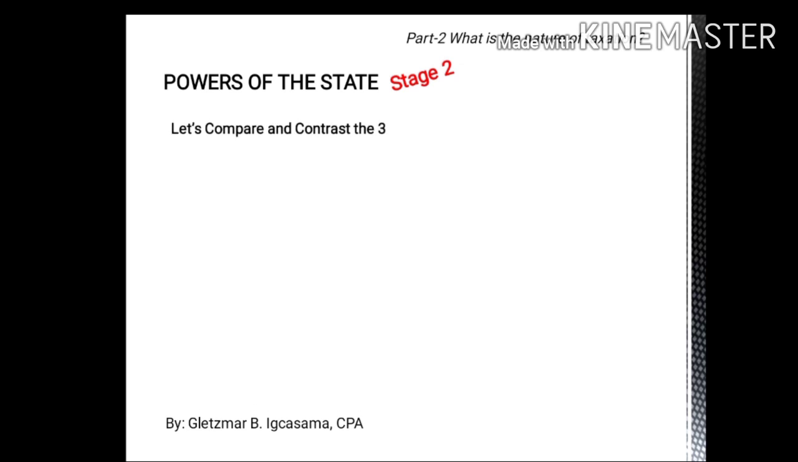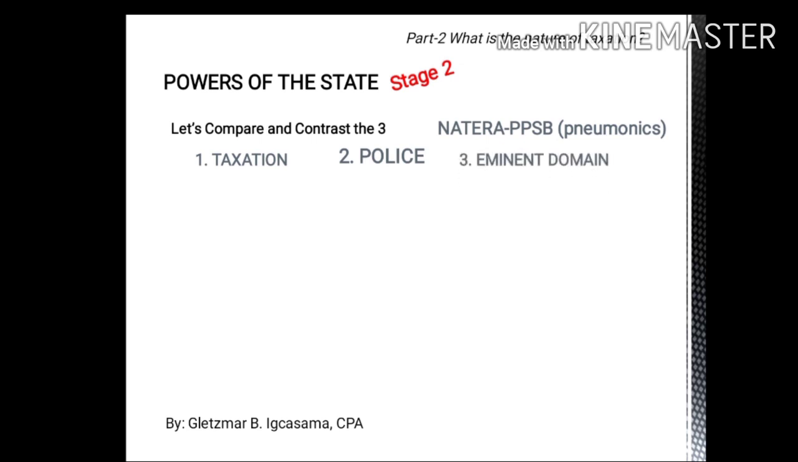If we want to have a deeper understanding of these powers, we need to go to stage two of our discussion. We need to compare and contrast the three based on NATERA PPSB, another mnemonic that you need to remember. So these are the three powers: taxation, police, and eminent domain.